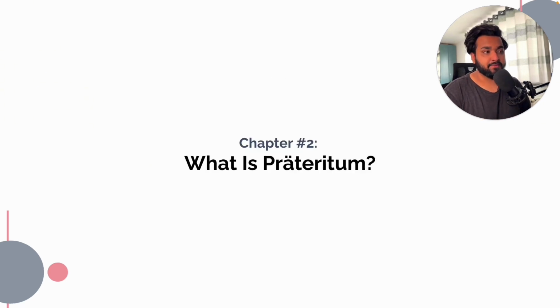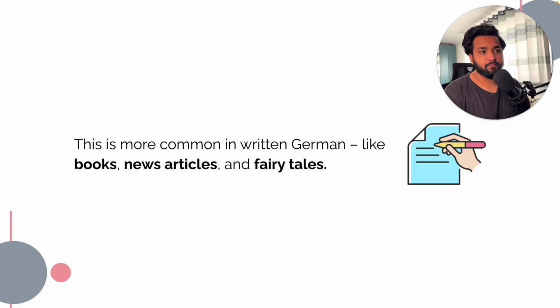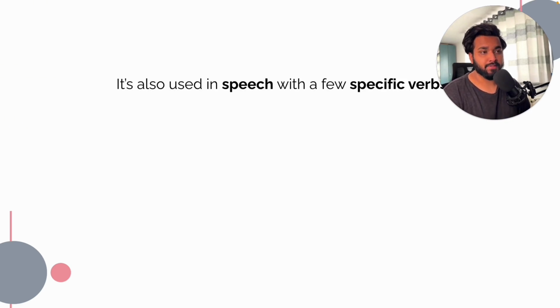Now let's continue with chapter number 2, which is what is Präteritum. Now we have the second form of the past tense of German. Meet the cousin, Präteritum. This is more common in written German, like books, news articles, and fairy tales. It's also used in speech with a few specific verbs.